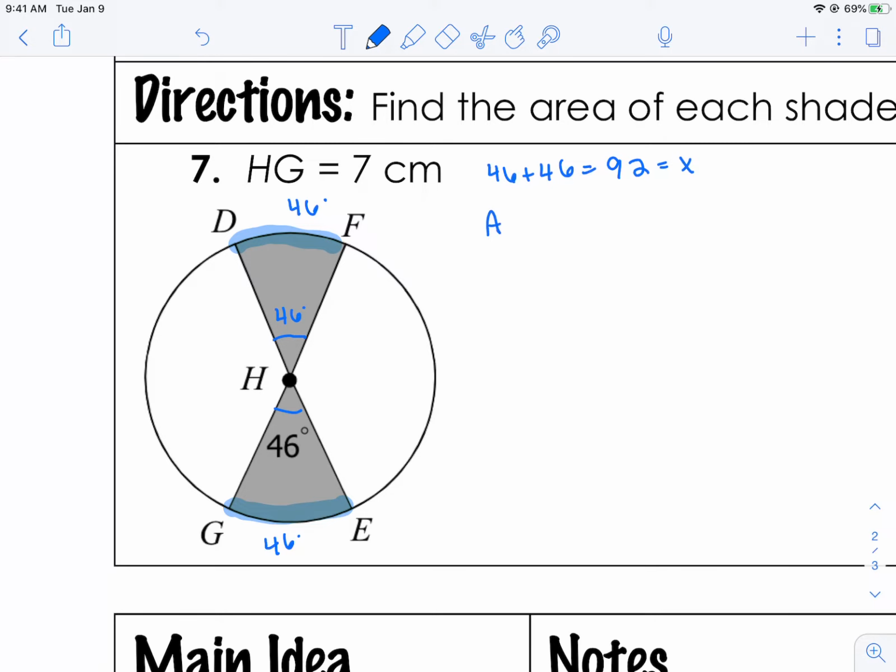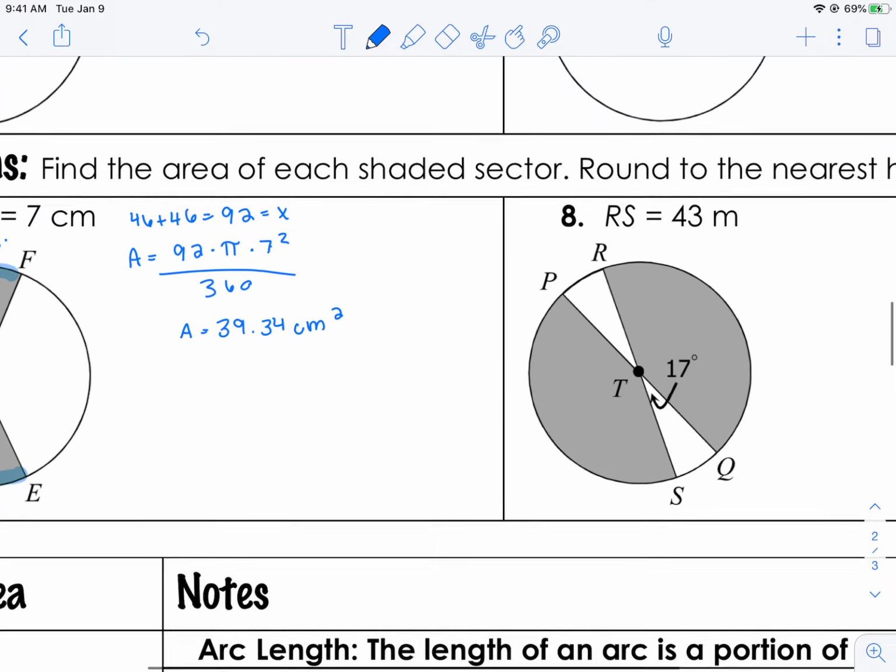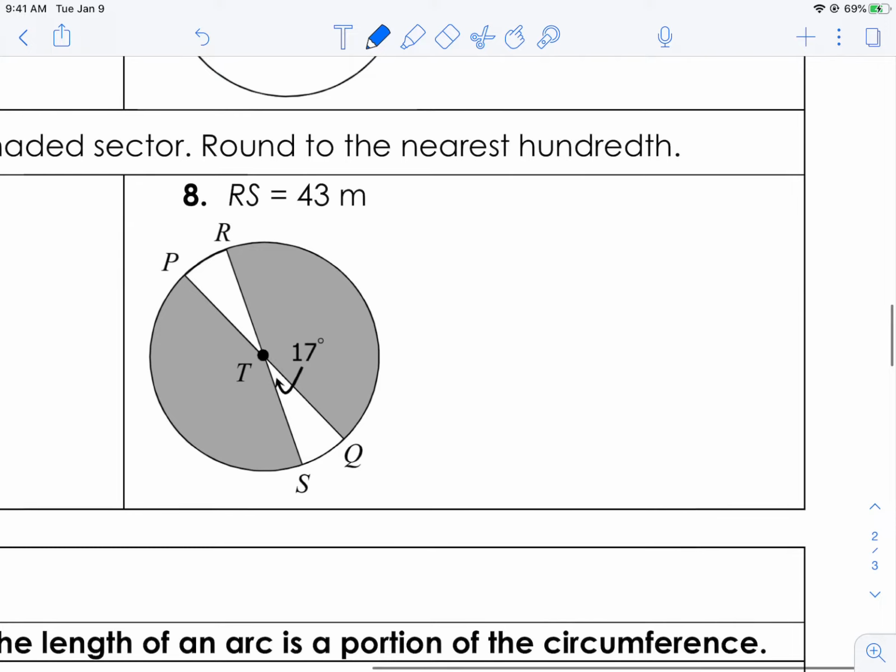So I'm going to do area is equal to 92 times pi times r squared, which in this case is 7, all over 360. Okay, plug it into your calculator, and you should get about 39.34 centimeters squared. Okay, another one that you could see is like number 8. So again, make sure you pay attention to the shaded.